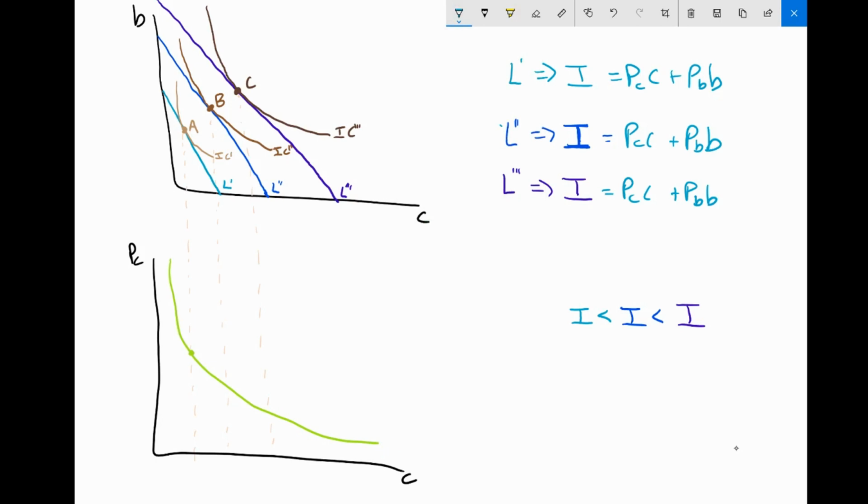Let's do it this way. This will be the demand curve for the light blue income. Okay, and so then this will be the demand level. Here's the demand curve. And this point here will be the quantity demanded and the price at which it's demanded.